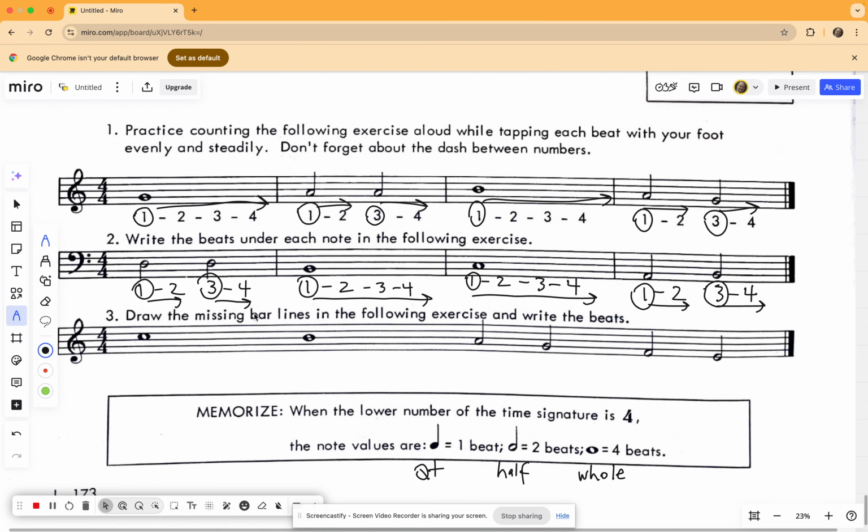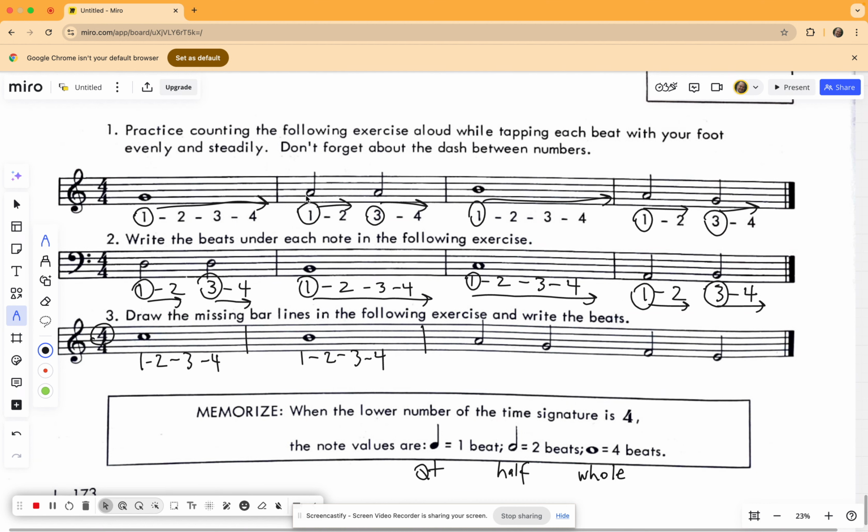Now you have to draw the missing bar lines in the following exercise and write the beats. Well, remember, it's all about counting up to 4. So how many beats does a whole note get? It gets 4. So you could put the numbers on. Let's try it. 1, 2, 3, 4. And every time you write the number 4, then you have to write a bar line to reset the count back to 1. And then we go to here. Oh, okay, it's a whole note. 1, 2, 3, 4. Gets 4 beats. Write a bar line to reset your count back to 1.